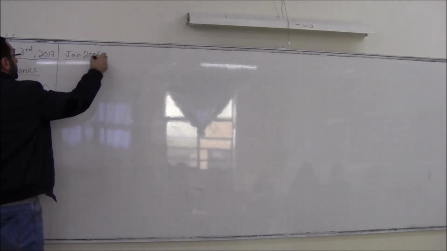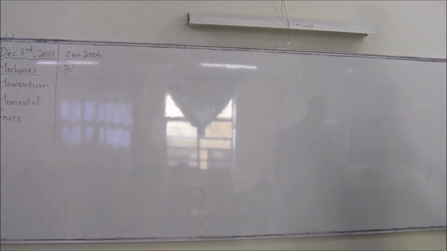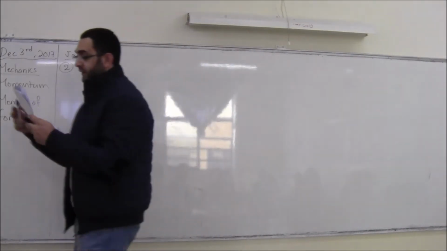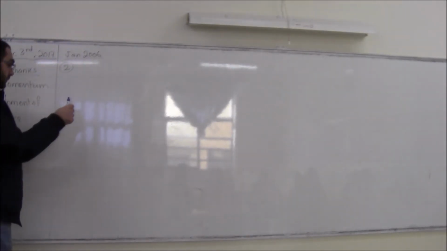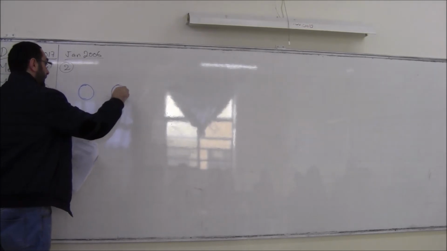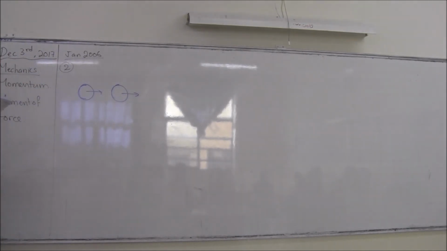January 2006, Question 2, water impulse. Hillary, please. Two particles A and B of mass 3 and 2 kilograms respectively are moving in the same direction on a smooth horizontal table. Before they collide, they were moving in the same direction.